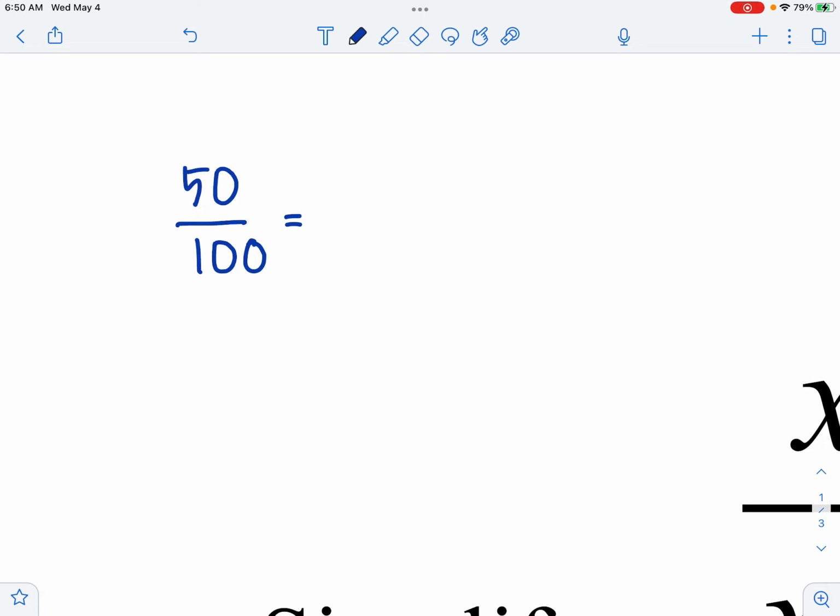But the reason that it is 1/2 is because if you break 50 down into its prime factorization, 2 goes in there 25, and 25 can be split up into 5 times 5. So this is its prime factorization. For 100, 2 goes in there twice, 2 goes in there again, and then 5 times 5, okay? So if you look, the numerator's factored, the denominator's factored.